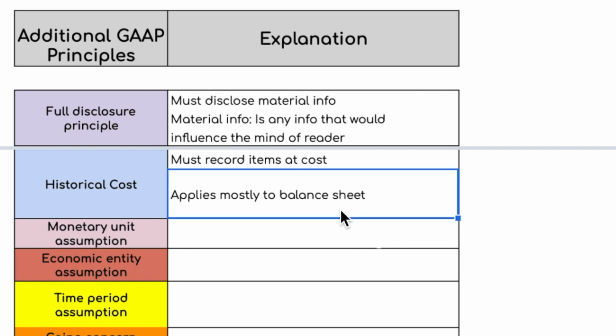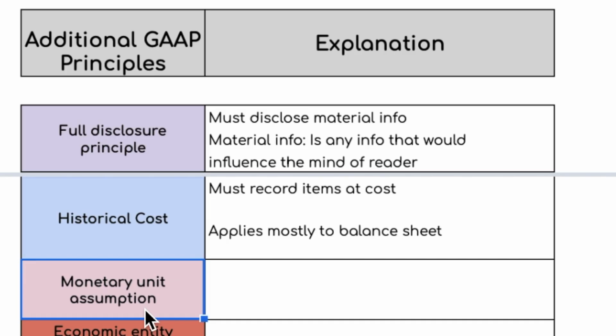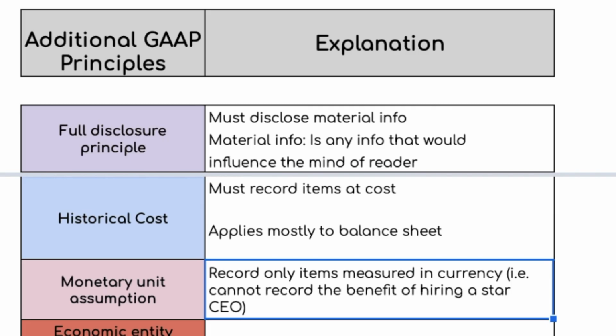The next GAAP principle is going to be the monetary unit assumption. And what the monetary unit assumption is saying is that when you record items on the income statement or on the balance sheet, you're only recording items that can be measured in currency. So for example, if you hire a CEO that is a star and is expected to make the company a huge success, this has no value to it, right? This may have an intangible value, but it doesn't have a currency or a value that can be measured in currency. So you can't be recording something like that on the income statement or in the balance sheet, right? So this is the monetary unit assumption.